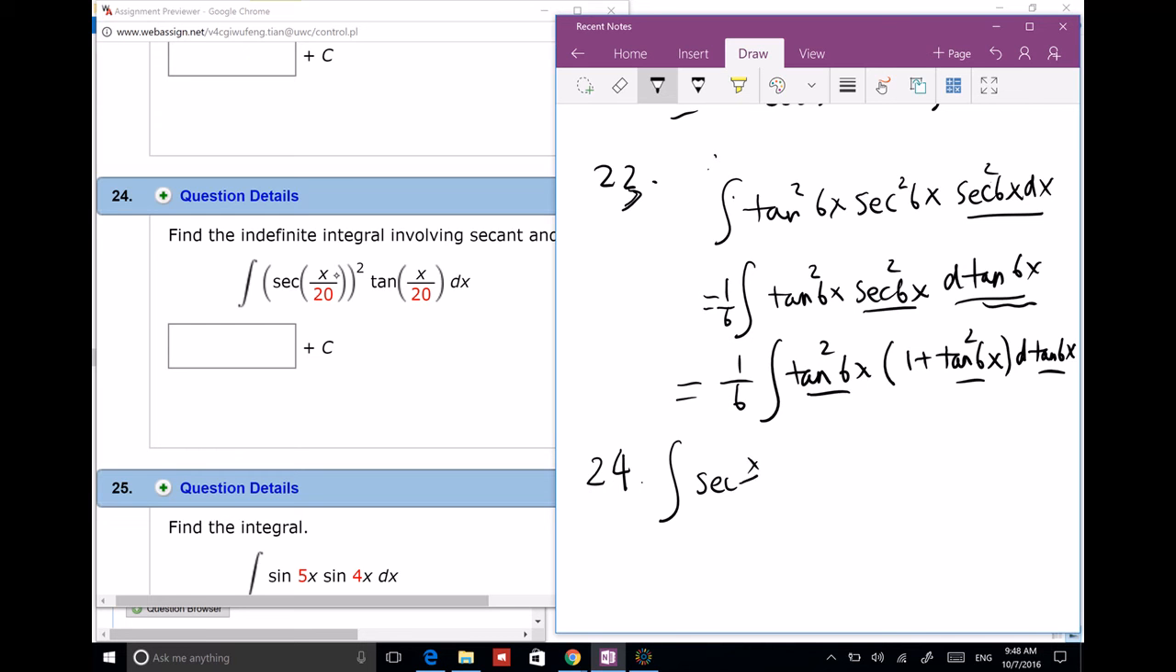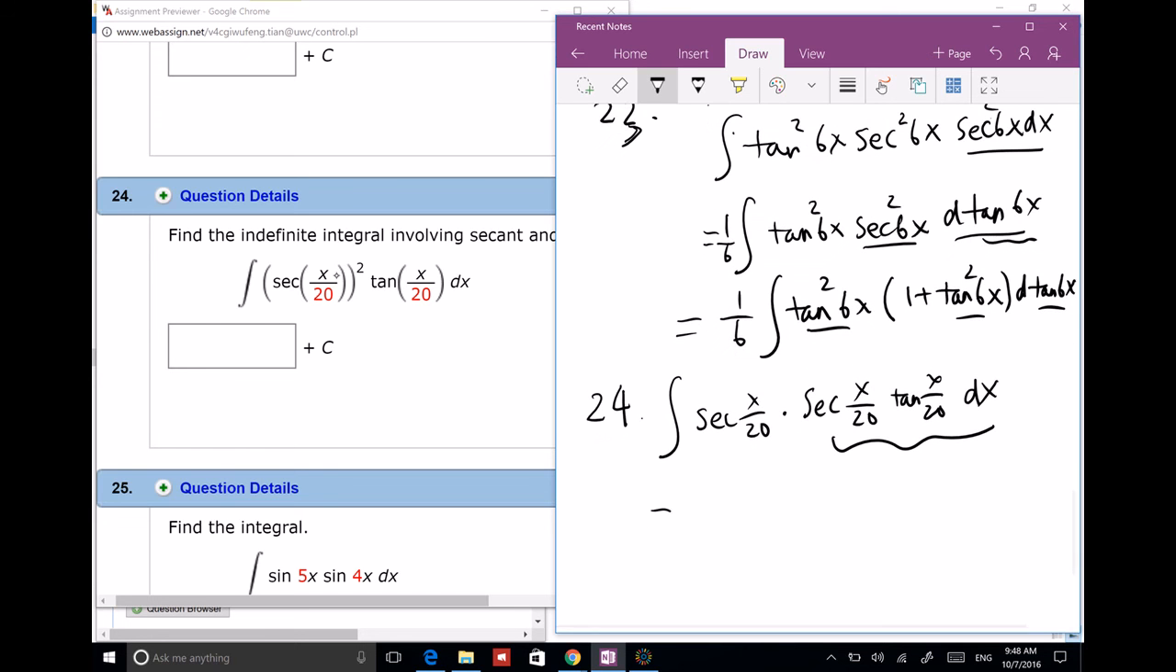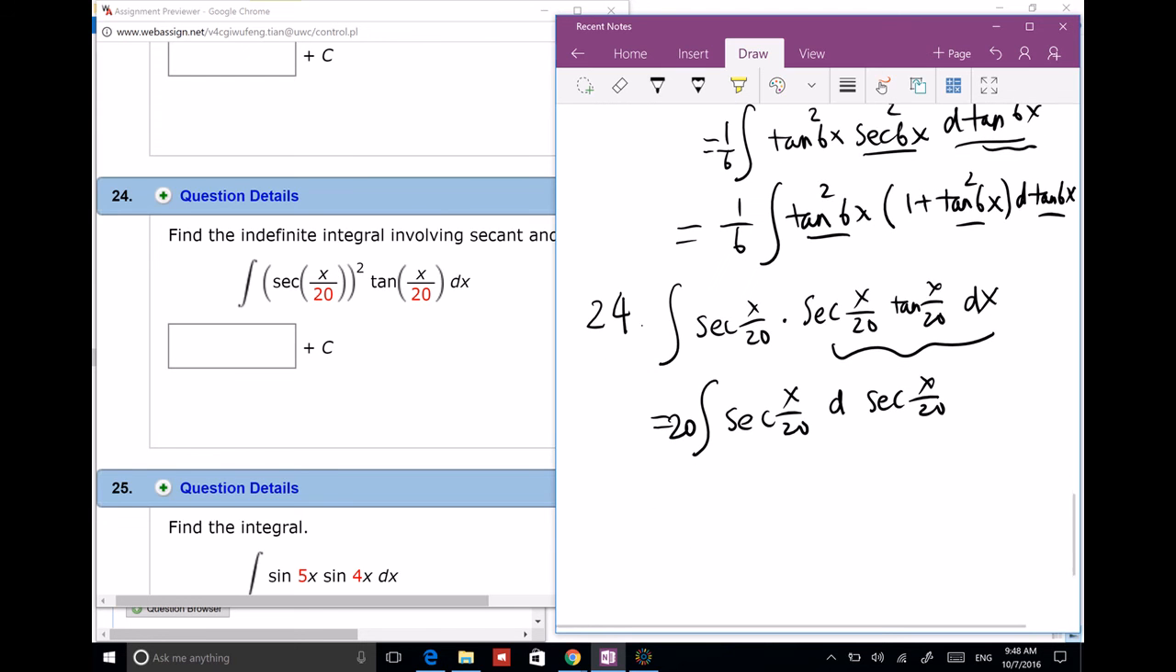Secant squared x over 20. You separate the square into secant x over 20 times secant x over 20 times tangent x over 20 dx. This will give you d of secant. So the answer is secant x over 20 times d of secant x over 20. But since the derivative of this has a 1 over 20, I have to multiply by 20 here to cancel that 1 over 20. You got it, right?